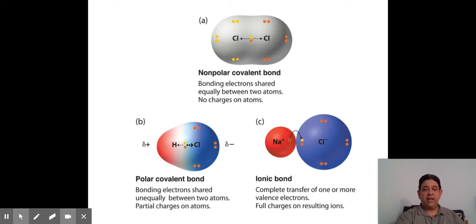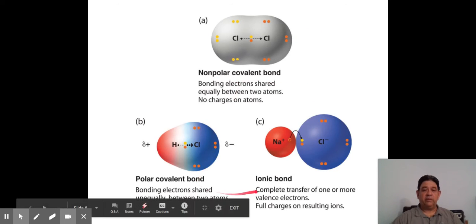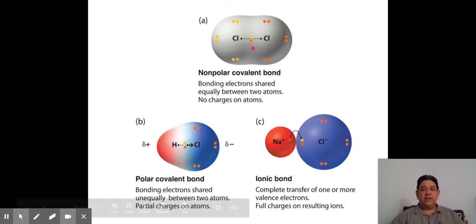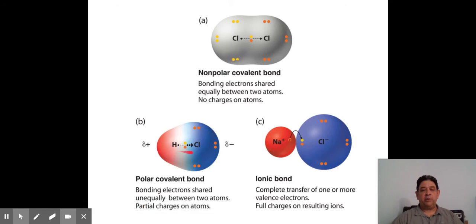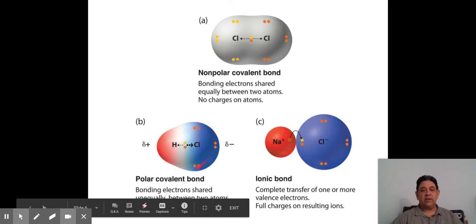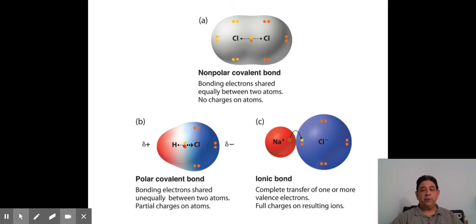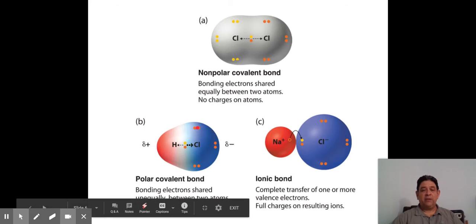Okay, so here are some more examples of a non-polar covalent, polar covalent, and ionic bond. Here you've got two chlorines, and the electrons are shared equally. Here you've got a hydrogen and a chlorine. Chlorine is 3.0, hydrogen is 2.1. The difference is 0.9, so the chlorine takes the electrons more. They're both still sharing electrons, but the chlorine spends more time with them.